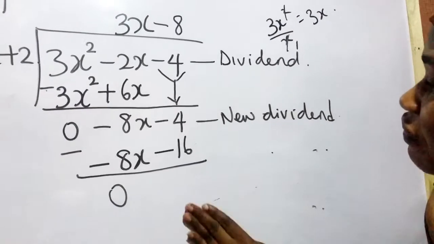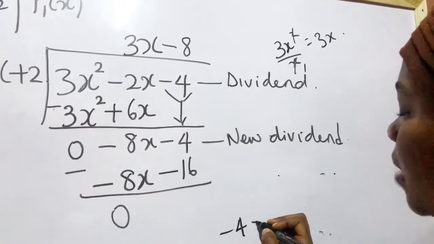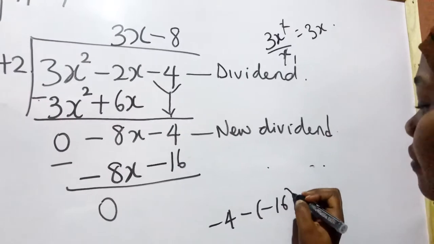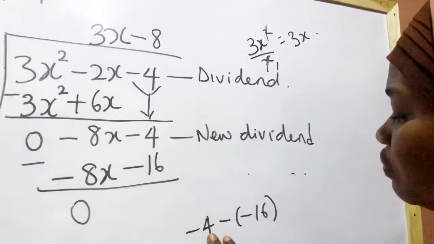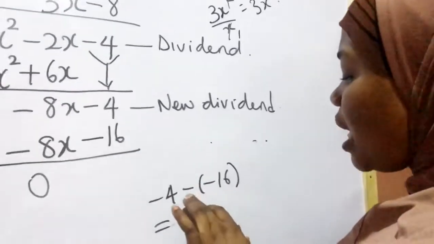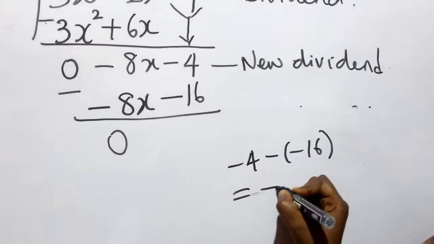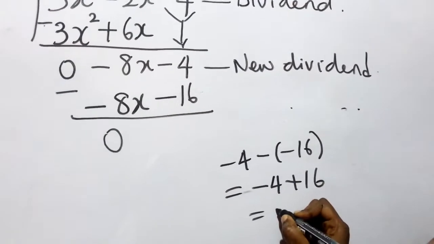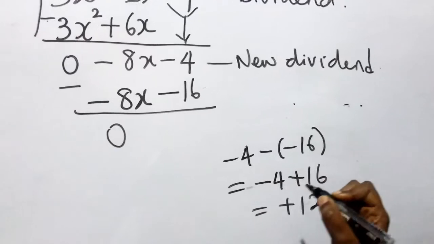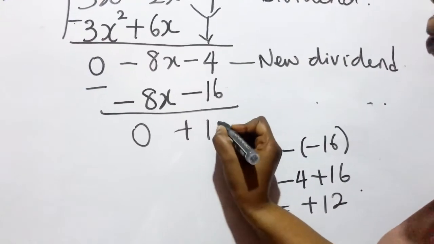Then minus 4 minus minus 16. So you have to be careful of sign. So minus 4, then minus multiplied by minus gives plus. So minus 4 plus 16 is equal to plus 12. So this is plus 12.